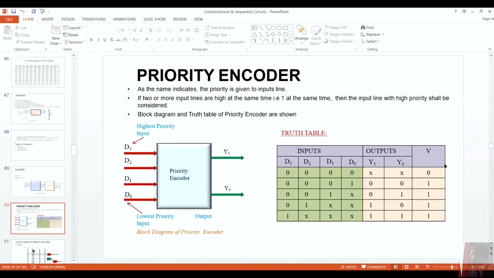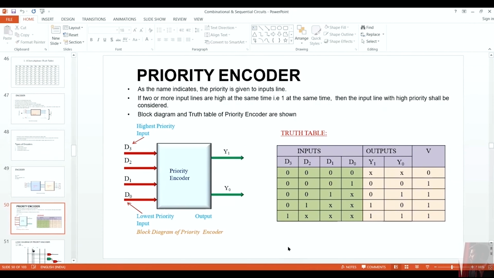Now priority encoder, as the name suggests, the priority would be given to a certain input, a certain line, and the input line with the higher priority shall be considered. If two inputs are given at the same time, then the input line with higher priority would be considered. Now you can see that we are having D0 to D3 all 0, so you can see that there is no output. But when I'm giving 1, the output would be 1. So Y1 is 0, but we are getting a 1. Again, D1 is 1, so 0, 1 would be given and the output is 1. So accordingly, we can decide what the priority is.